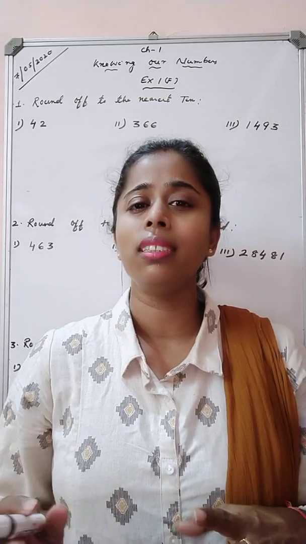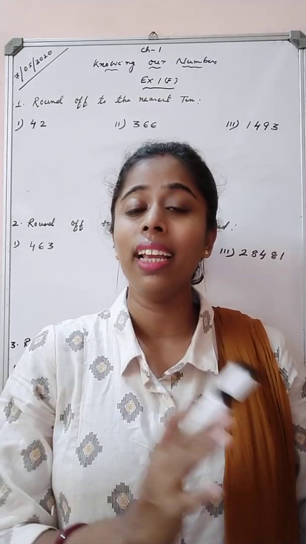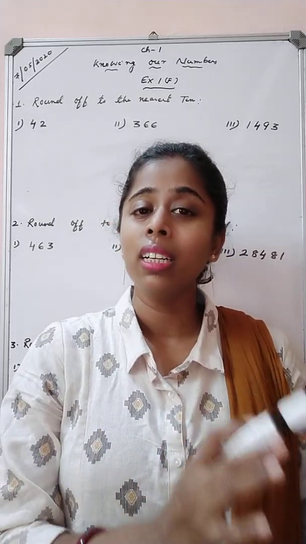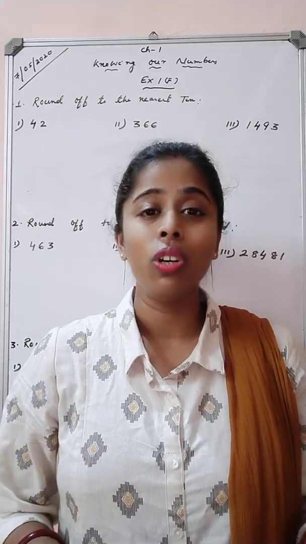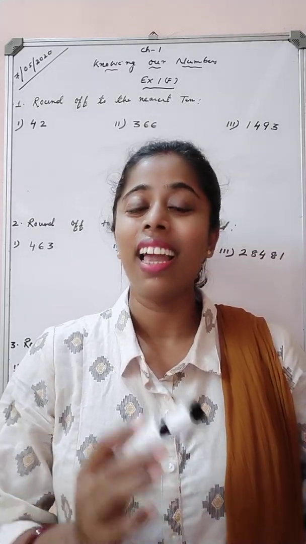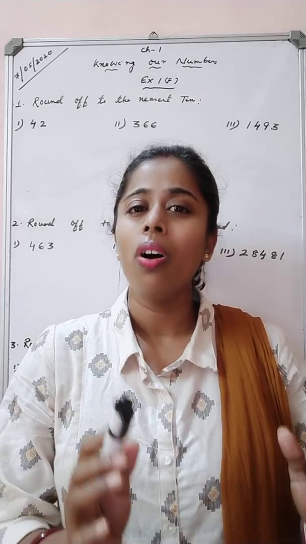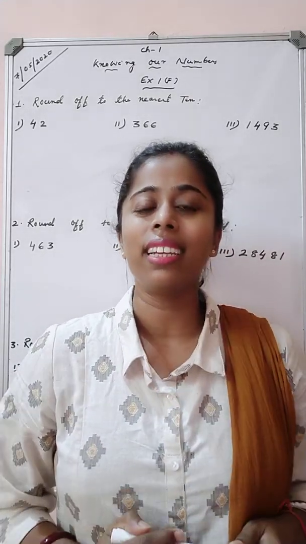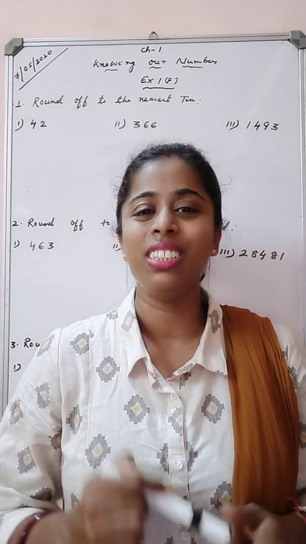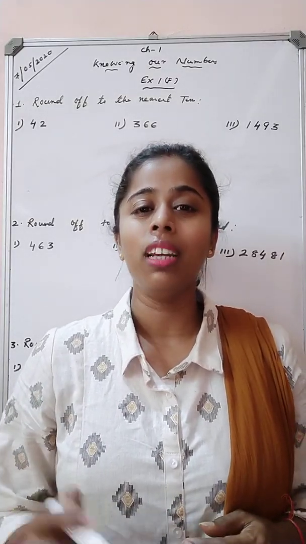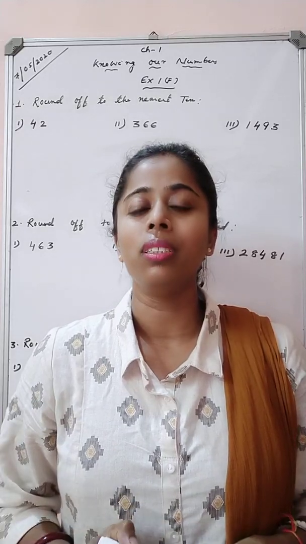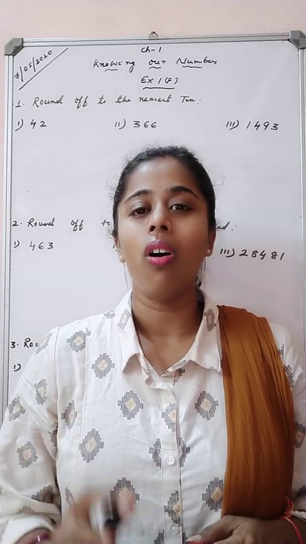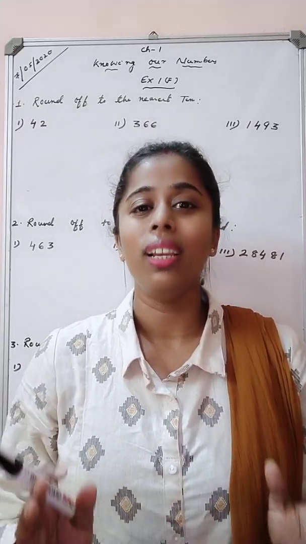Students, in some instances we do not know the exact number or exact count of something. So what do we do? We guess an approximate number or an approximate count which is closer to the exact number. This is called estimation. Estimation can be done by rounding the numbers, either rounding up or rounding down. So let's understand.